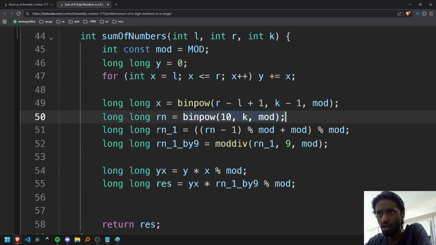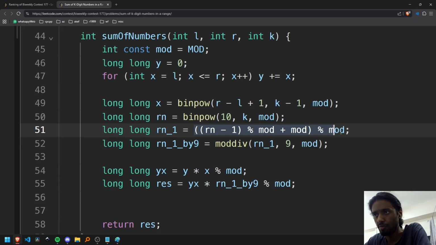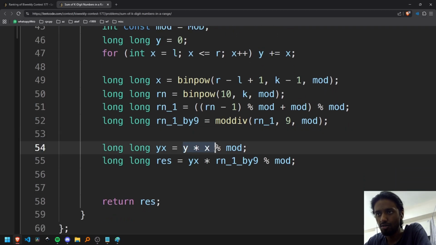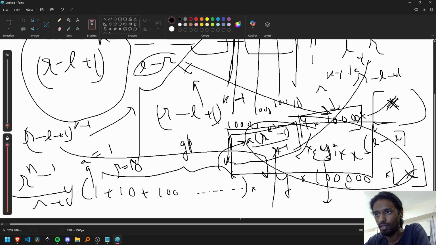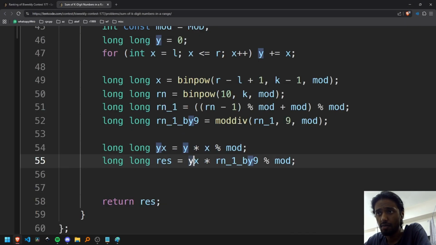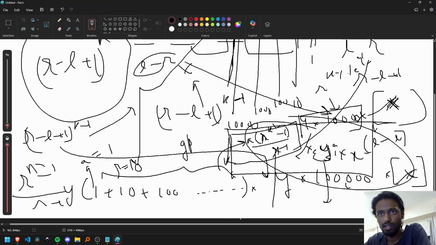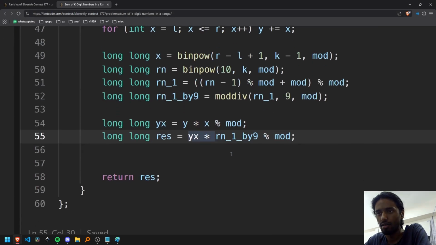Now we need to do Rn minus 1, right? Since we are doing subtraction, I use the proper subtraction formula for mod, and then I'm dividing it by 9. So this is modular division. Now you do y into x. Y was the sum of all yi's, and x was the number of elements to which it will contribute. And then we multiply it by this, r n, which is 10 raised to the power k minus 1 by 9, right? And this is our result.